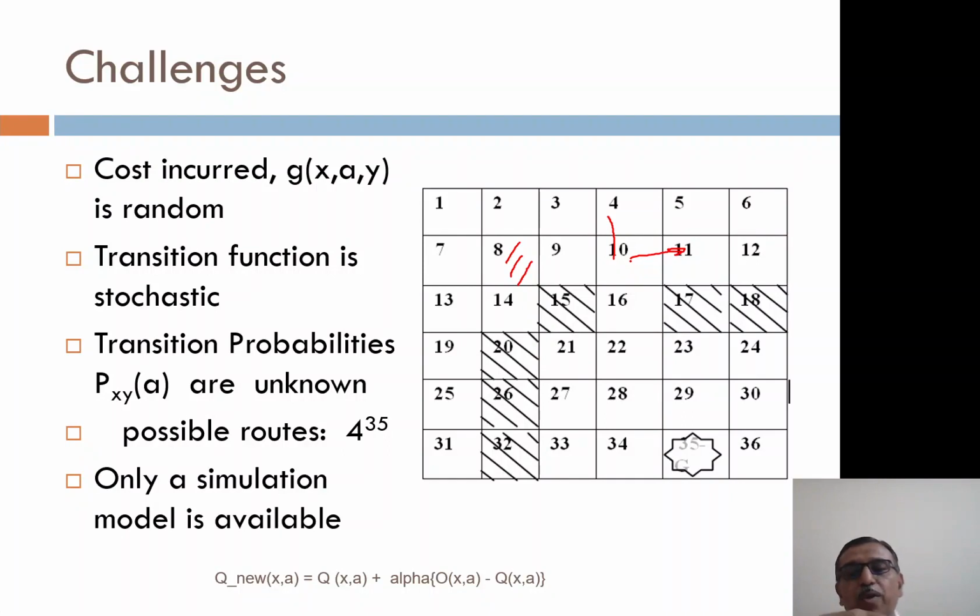So in this simple problem, we have an agent which could move around this grid world. There are 4 actions: right, left, up and down. So the number of possible routes is 4 raised to 35. And another challenge is you don't have this big picture, you only have a simulation model. So in such cases, reinforcement learning is a good tool.